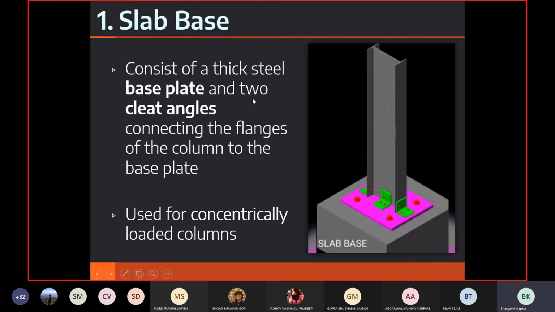Now this is the simplest arrangement, and it is used only when the magnitude of axial load is less and the axial load is concentric. If you have a very simple typical structure which is not highly loaded, in which the bending moment is very small and it is majorly axial load, then you can use such an arrangement.